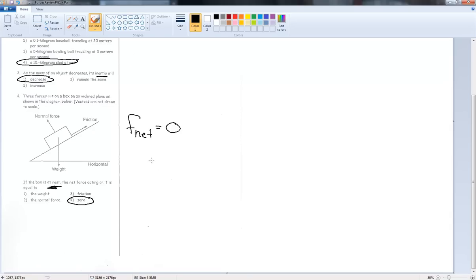All right? You could also look at F equals ma. If the object is at rest, okay, that means its acceleration is 0. And if the acceleration is 0, then the net force on it is also going to be 0.